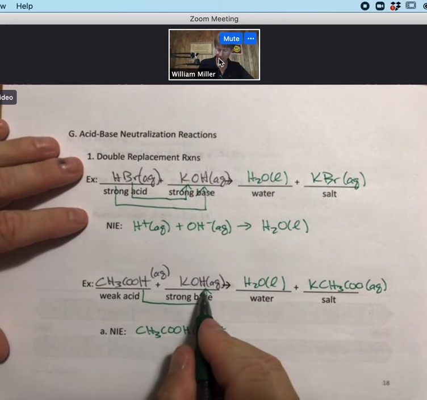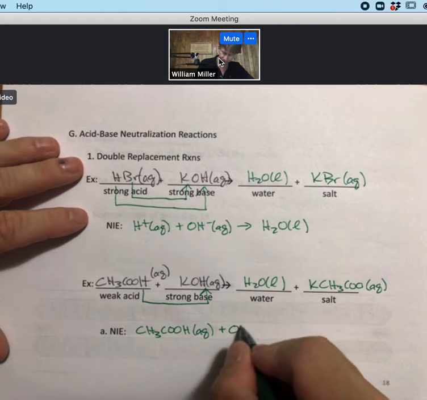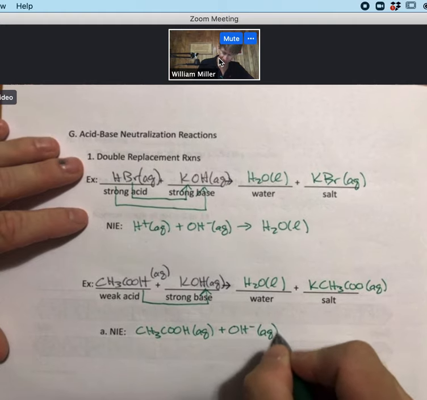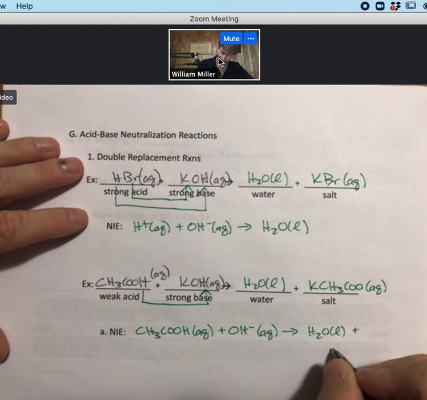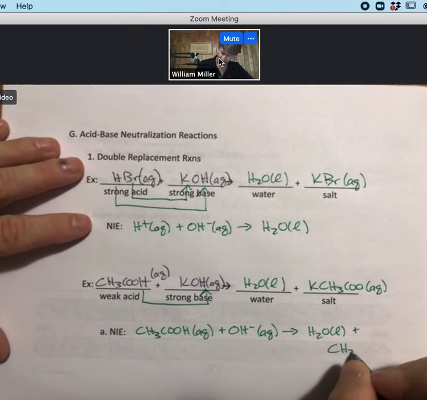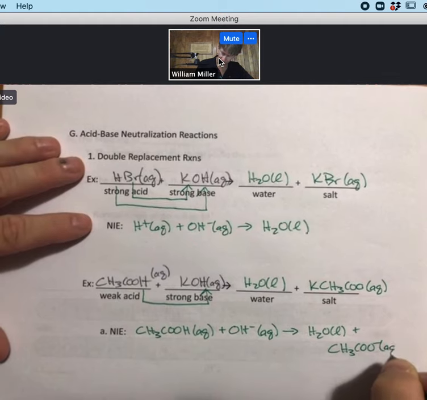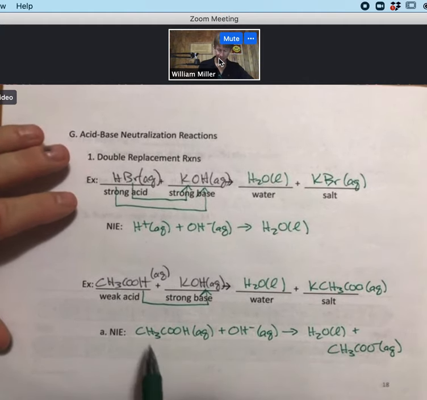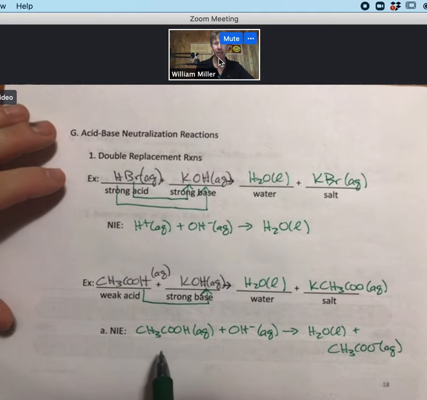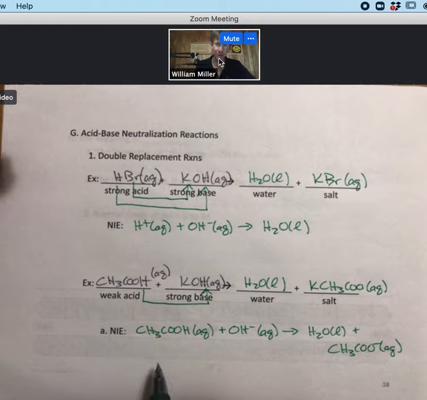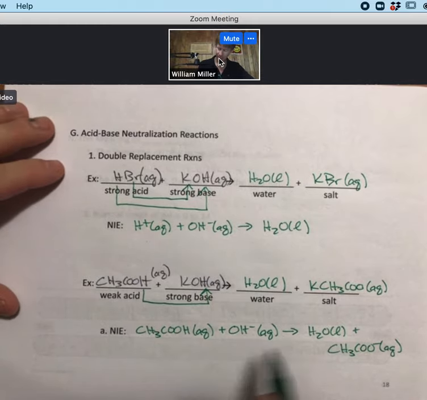The potassium and the hydroxide break up, leaving us with hydroxide and acetate. So in this process, we're breaking the H away from the acetic acid, the other 95 plus percent, so that's why we write it here, and we're forming water.